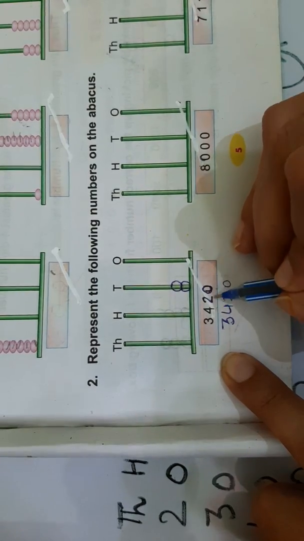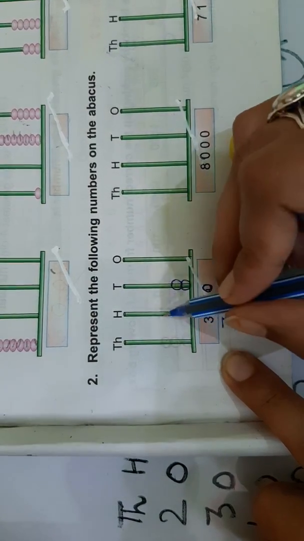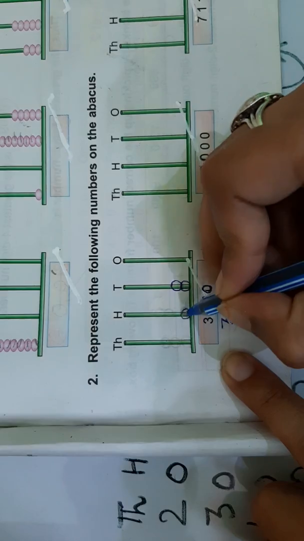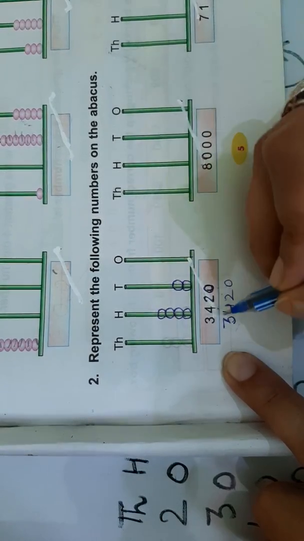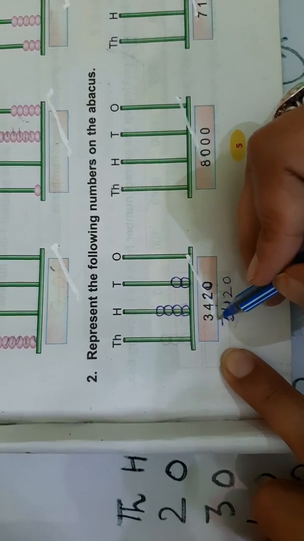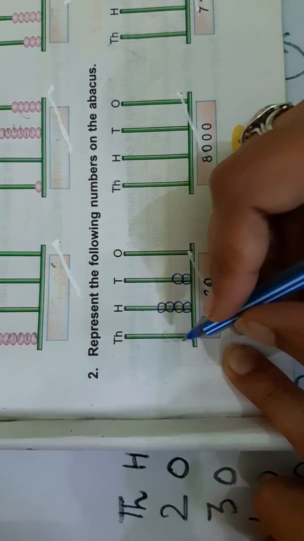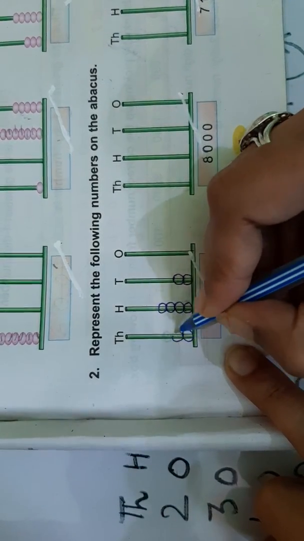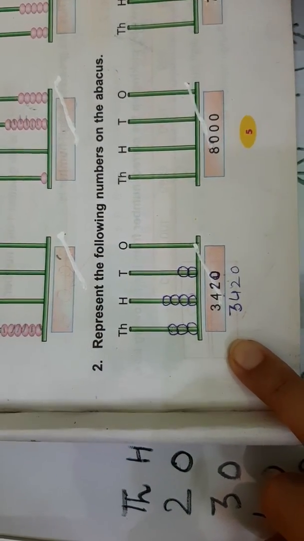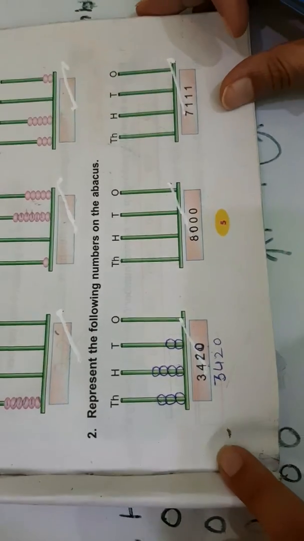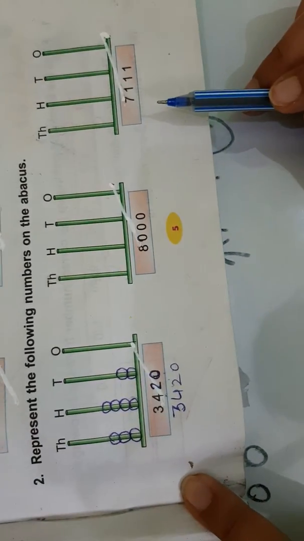Coming on to the third digit, it is 4, so at the hundreds place, I have to make 4 circles, 1, 2, 3 and 4. And in the thousands place, the digit is 3, so I have to make 3 circles. Okay, in a similar way, students, you can proceed with these 2 examples also, right? So you can complete this worksheet 1 by yourself.